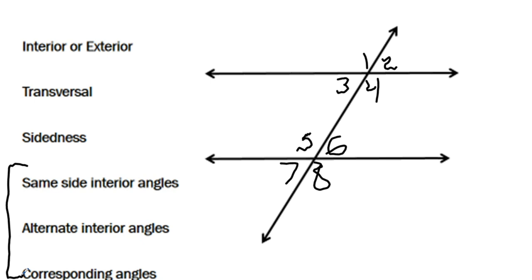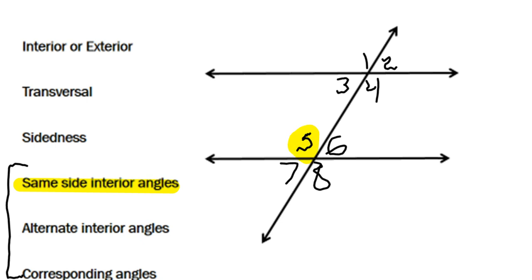Because here in our first one, same side interior angles, we're talking about the sides. Are they same side or different side? And they have to be interior. So what we're looking for is 2 interior angles that are both on the same side. Okay, I'll highlight this and we'll color code this. So I need an interior angle. Well, there's only 4 of those: 3, 4, 5, and 6.